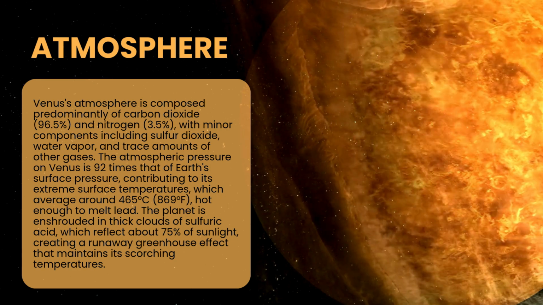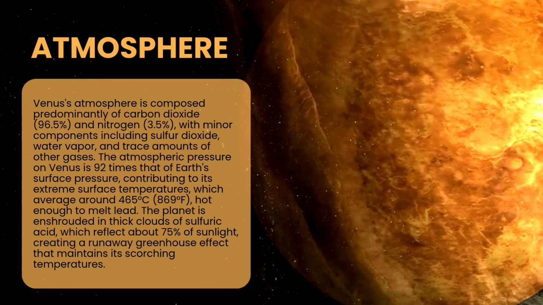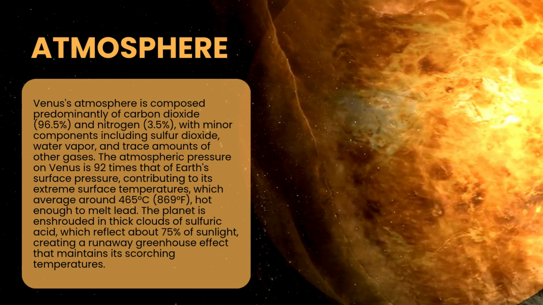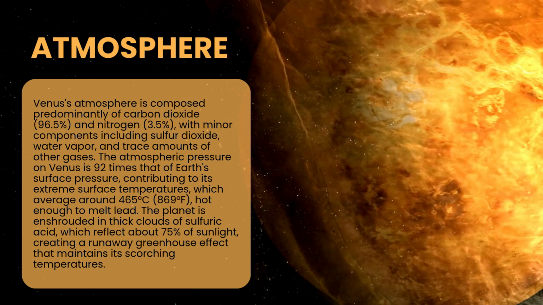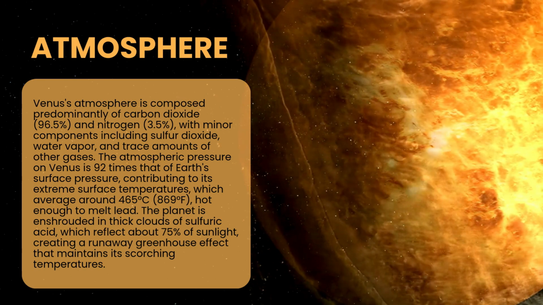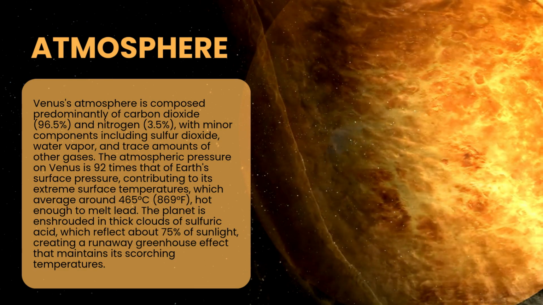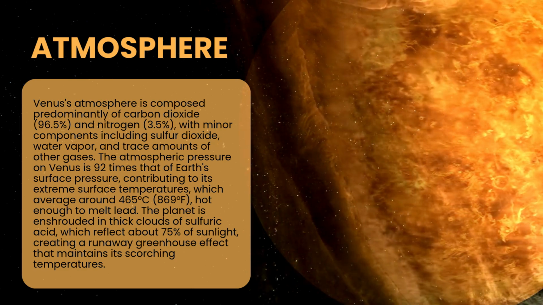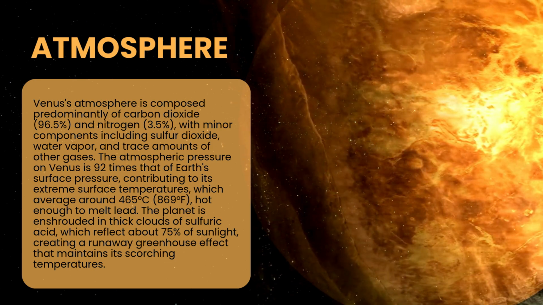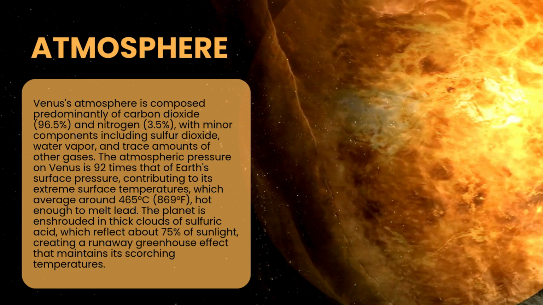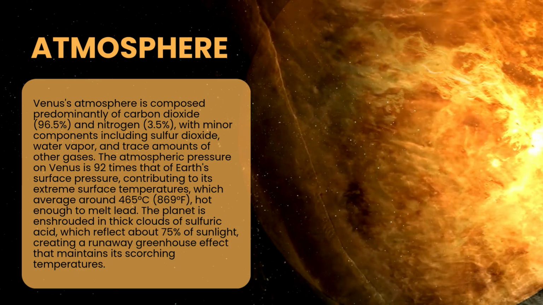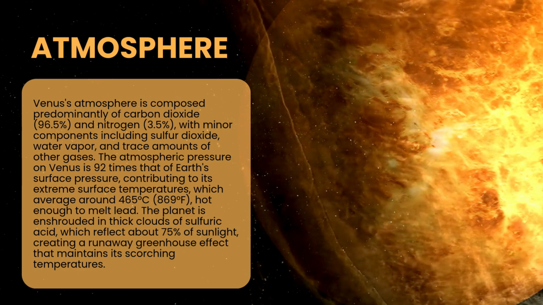Venus's atmosphere is composed predominantly of 96.5% carbon dioxide and 3.5% nitrogen, with minor components including sulfur dioxide, water vapor, and trace amounts of other gases. The atmospheric pressure on Venus is 92 times that of Earth's surface pressure, contributing to its extreme surface temperatures, which average around 465 degrees Celsius or 869 degrees Fahrenheit, hot enough to melt lead. The planet is enshrouded in thick clouds of sulfuric acid, which reflect about 75% of sunlight, creating a runaway greenhouse effect that maintains its scorching temperatures.